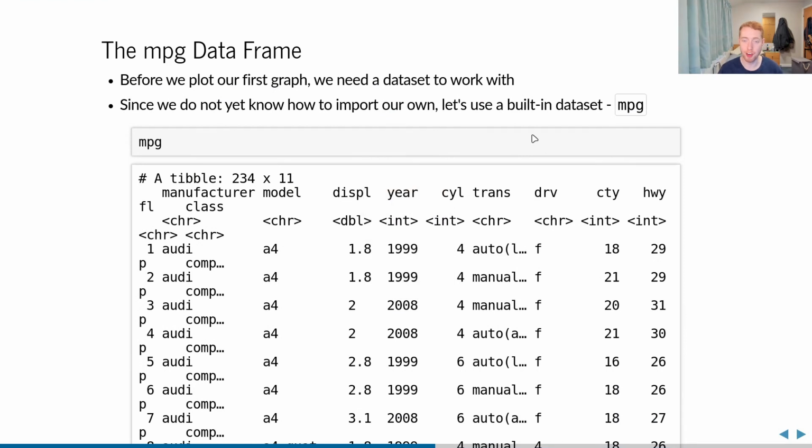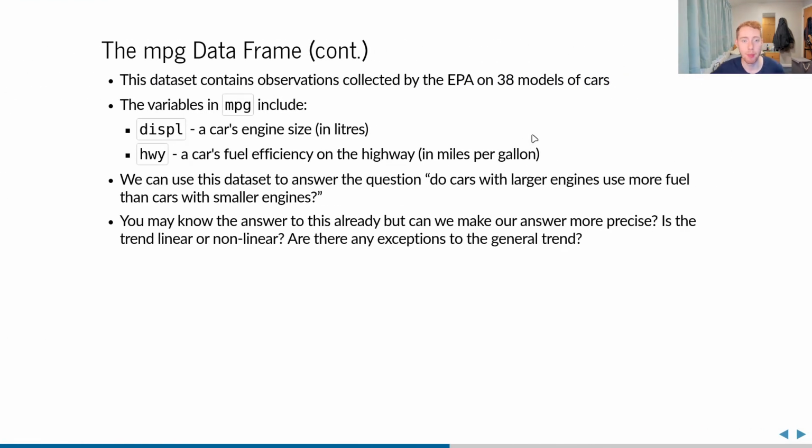So we're going to want to visualize this data set. This is data on 38 models of car, and it's data from the Environmental Protection Agency in the United States. There are two variables of interest we're going to look at. displ is the car's engine size. I forget why it's called that, but just keep that in mind. And we're going to use hwy, which is the highway mileage of the car. We're going to ask the question, do cars with larger engines use more fuel than cars with smaller engines? You can probably already guess what the answer to this question is going to be.